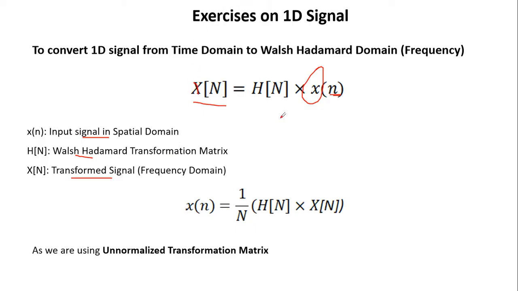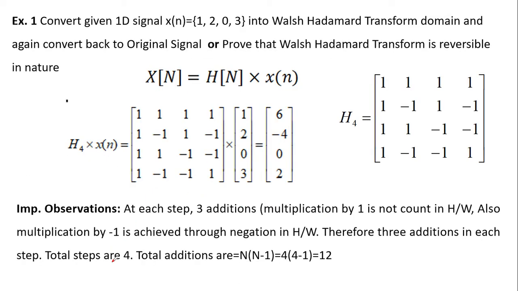Every transform is reversible in nature, so we can obtain our original signal by using this: x of n is equal to 1 by N, H of n into X of n. Now here we are using the unnormalized transformation matrix. We can use normalized also, only then the formula changes, otherwise the entire procedure is the same. But for simplicity we are using the unnormalized transformation matrix. Now the first problem: convert a given signal 1 2 0 3 into the Walsh Hadamard transform domain and again convert back to the original signal, or prove that the Walsh Hadamard transform is reversible in nature.